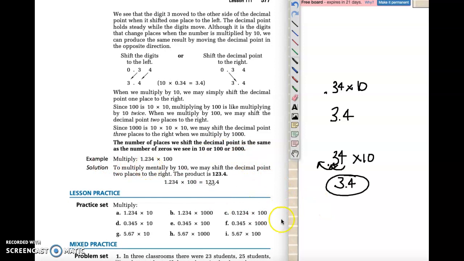So let's look at this example. We have 1.234, we're multiplying it by 100. And what we're going to do here is move that decimal 2 places, because multiplying by 100 is adding 2 places to our place value, so that our product is 123 and 4 tenths.